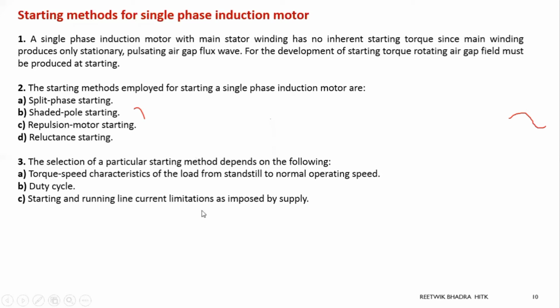Duty cycle means which motor has to be operated for a long time, and which motor has to be operated for a very small time and then is off the rest of the time. That is duty cycle. About the starting and running line current, some starting methods involve very high starting current, and some methods have low starting current, and according to that all the methods will be classified. So these points can come as MCQ. Okay, how the selection of methods is brought about? This point can come as MCQ.